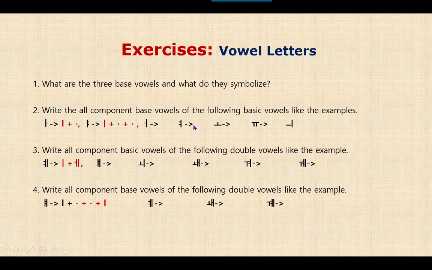A vertical line. Okay? For this one, how many dots? Two dots come, and one vertical line comes after that. This one, a dot above and what? A horizontal line. This one, a horizontal line and two dots. This one, are there any dots? No, no dots. Just what? A horizontal line and a vertical line. Two base vowels were used to make this letter. Okay?